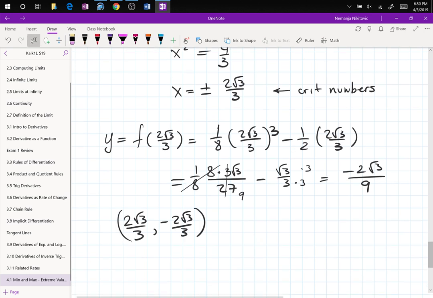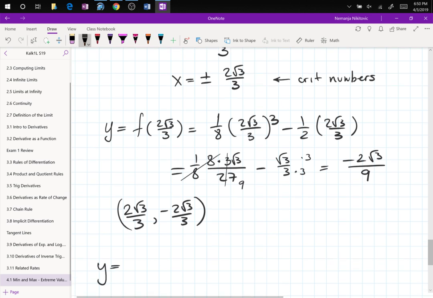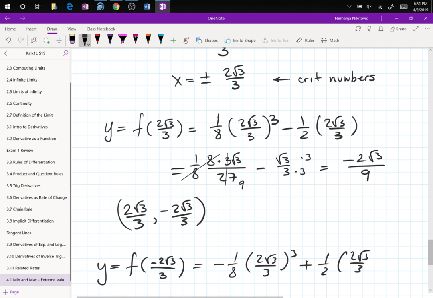Now for the second one, which is negative, and these are odd exponents, all the calculations stay the same. So the first number would be a negative 1/8 times (2√3/3) cubed, and then minus minus is plus 1/2 times 2√3/3. So it's going to be 2√3/9. Right, they swap.